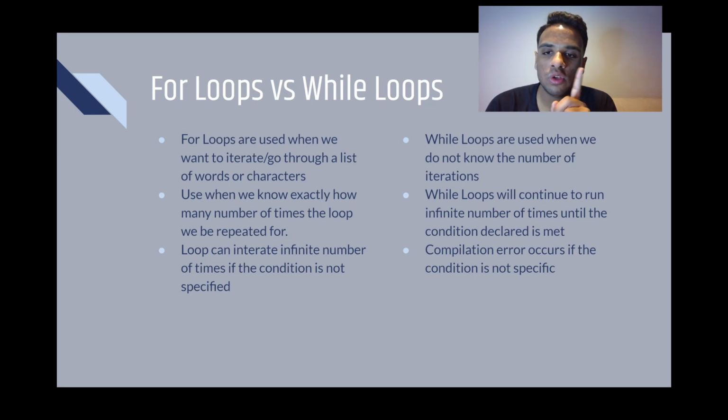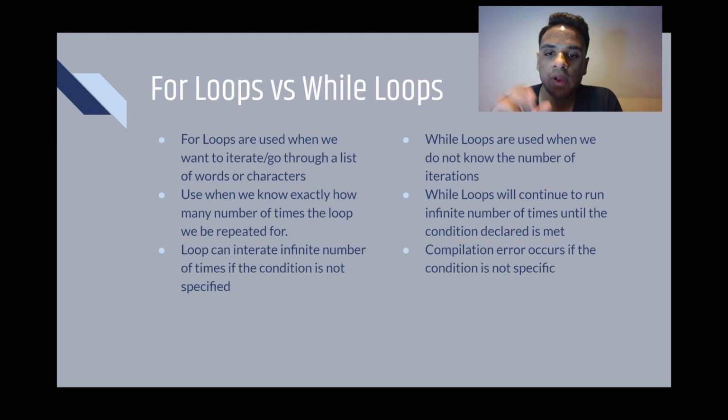We use the for loop when we know exactly how many times we want the loop to repeat. So we know the exact number of times we want to repeat it, 50 times. In Python we say for i in range, and we put 50 in, and it'll print hello world 50 times, like in the previous slide we were talking about. So that's when we use the for loop: when we know exactly how many times the loop must be repeated.